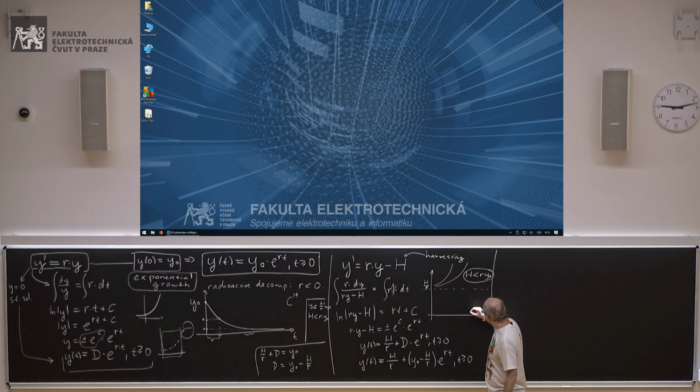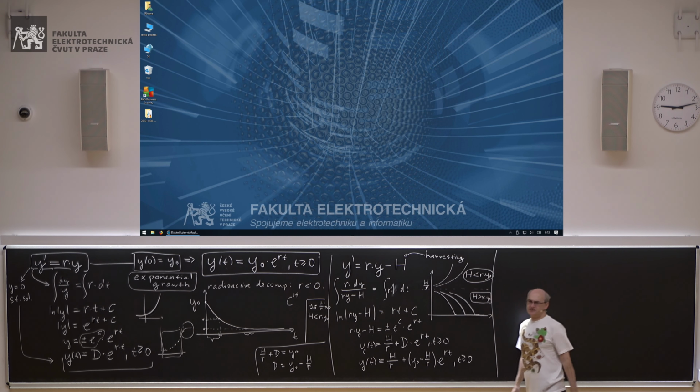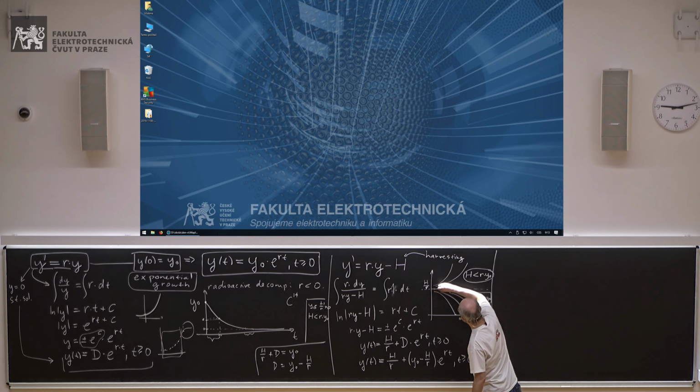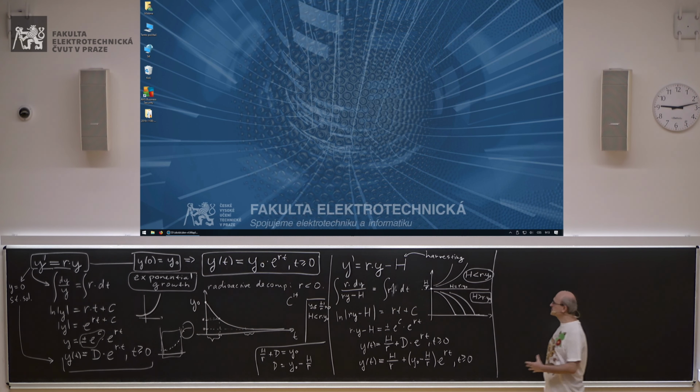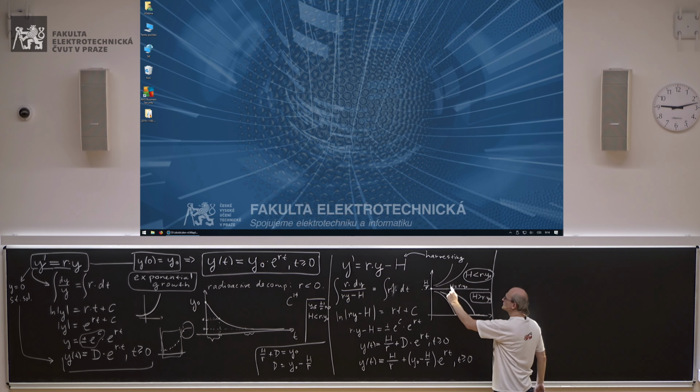If the harvesting is stronger, then this constant would become negative, and the population would go like that. It would die out. And finally, there's the value when h is equal to r y naught, then this becomes 0, and you simply have a constant number of rabbits. That's the special case. h is equal to r y naught. So you can see that the behavior of the system is very, very sensitive to the value of harvesting.